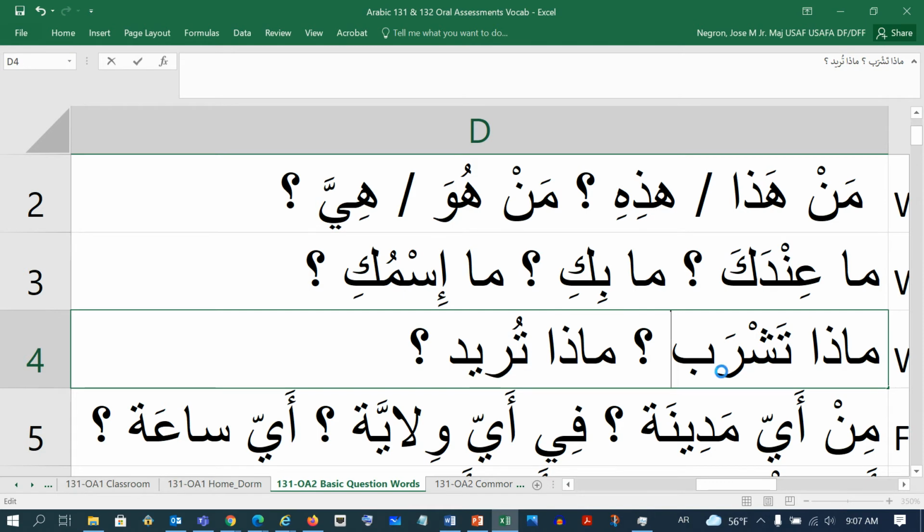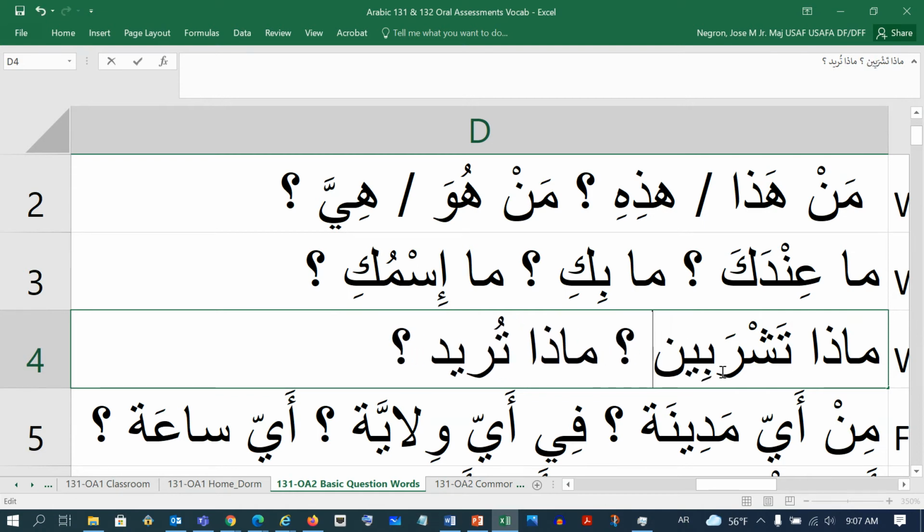Mada tashrab, but we're talking to a woman here, so we're going to keep it. Why is this not... It's not letting me write it back, so we'll have to fix it. So, mada tashrabin is, what are you drinking? Here is another example, immediately followed by a verb.